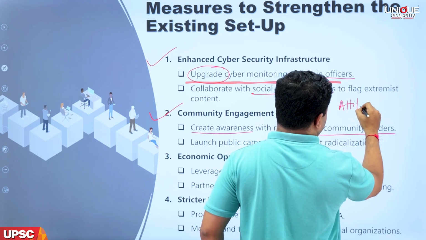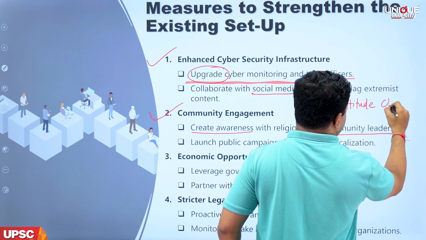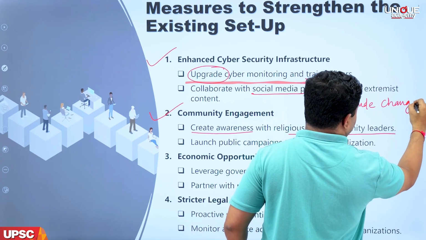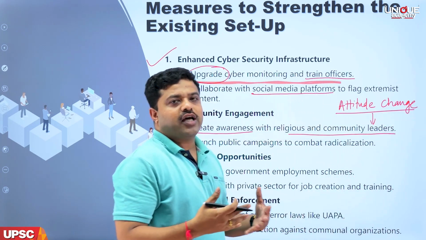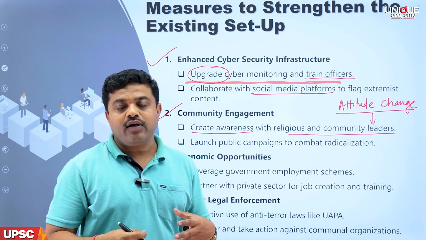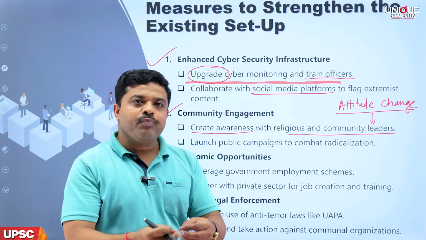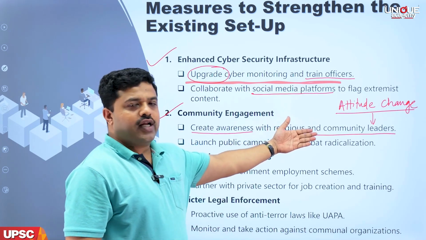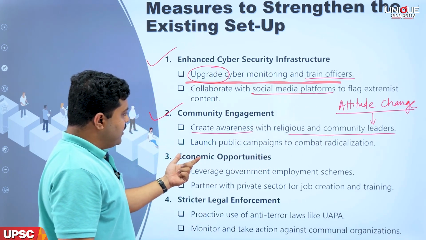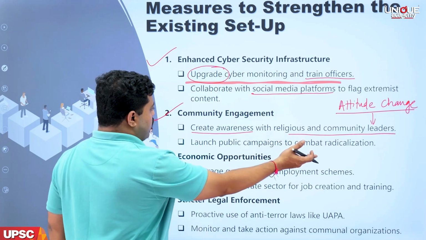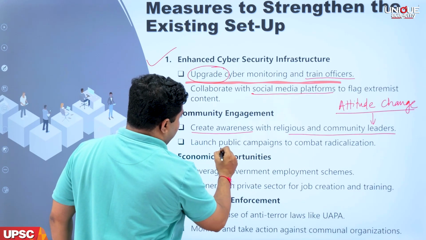Okay, attitude change करने के लिए कौन कौन से फैक्टर चाहिए ये हम सब थियरी में पढ़ते हैं, तो उसका ये एप्लीकेशन है. ओके, सो एटीट्यूड चेंज में बहुत सारे फैक्टर है, जिसमें एक फैक्टर है कि कौन मैसेज दे रहा है, ये भी इंपॉर्टेंट है. तो वो मैसेंजर कौन होना चाहिए एटीट्यूड चेंज के लिए, the leaders of that community. Second, रेडिकलाइजेशन को कॉम्बैट करने के लिए आपको पब्लिक कैंपेनिंग करना है.